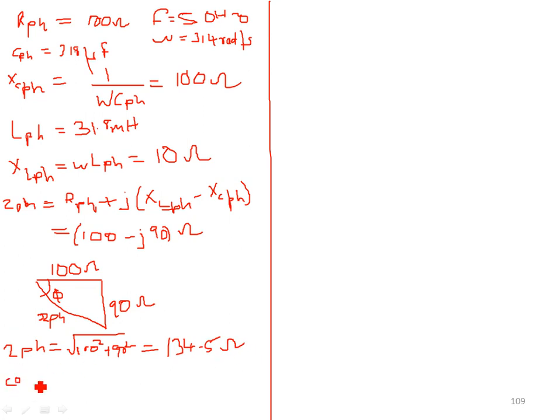Now we need to find the power factor. Power factor is cos phi, which is given by R phase divided by Z phase. R phase is 100, so it is 100 by 134.5, that is 0.743. In this circuit, since XC is greater than XL, we can say that the power factor is leading. That means it has more capacitive effect compared to inductive effect. Now coming to the next part of the question.